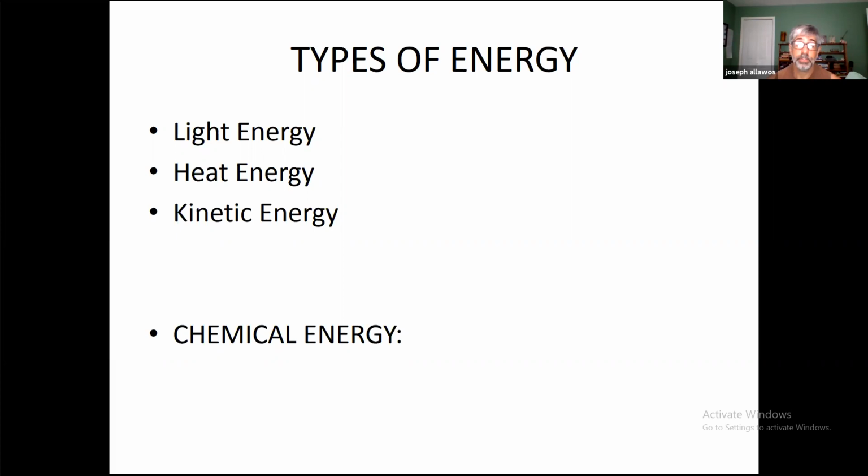Today we move into talking about cellular energy. And this is a big, important topic that involves a lot of biochemistry. So we're going to start out very basic. We're going to be talking about different types of energy, and then we'll eventually move into cellular respiration and photosynthesis.